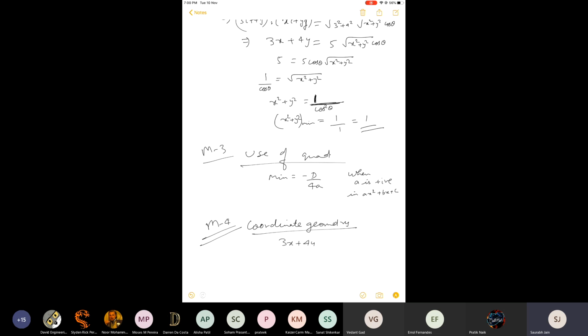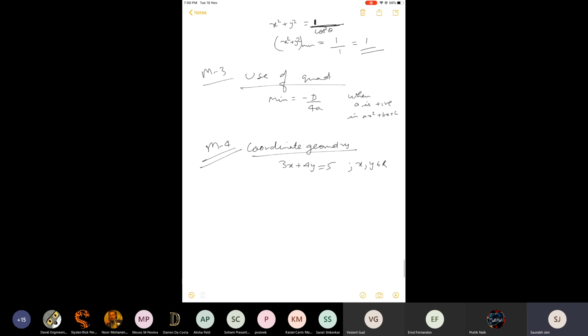Like for me, this is a straight line. Till now, which was a simple equation, now it is becoming a linear equation in two variables. Okay, and that represents a straight line. If we draw this line, then it will cut the x-axis where y will become 0. That is 5 by 3 comma 0. And this point will be 0 comma 5 by 4.